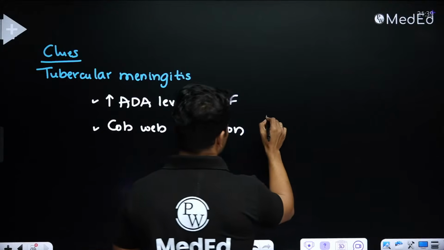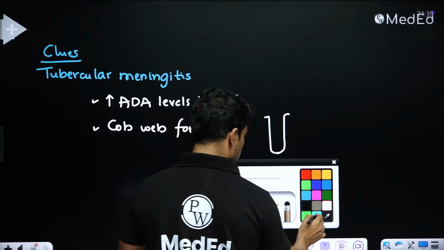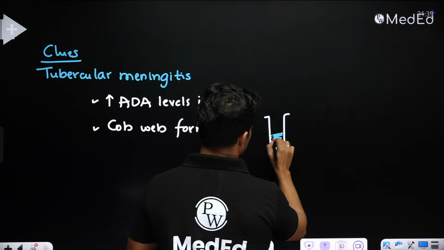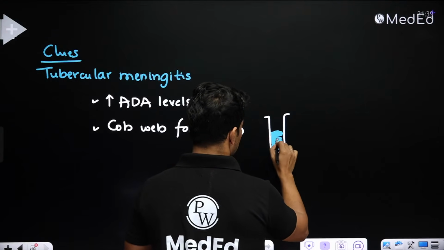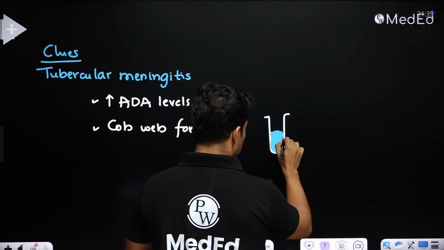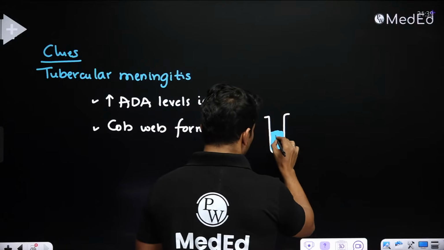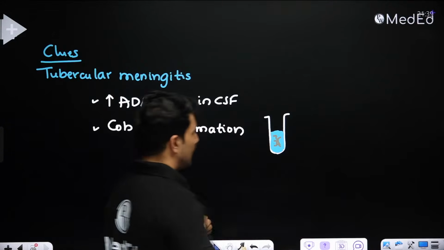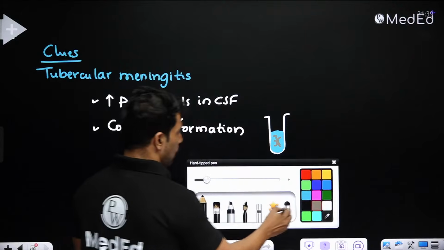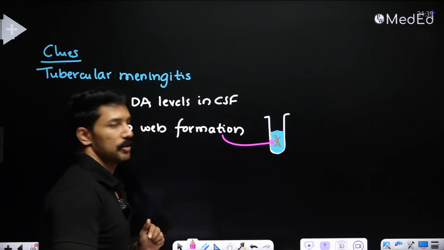So what is this cobweb formation? If the CSF is collected in a test tube, let us say this is the CSF that I am looking at. Within this CSF, when it is standing there for some time, we will have some proteinaceous, floating, web-like debris, and this debris is what we call the cobweb. So there may be cobweb formation.